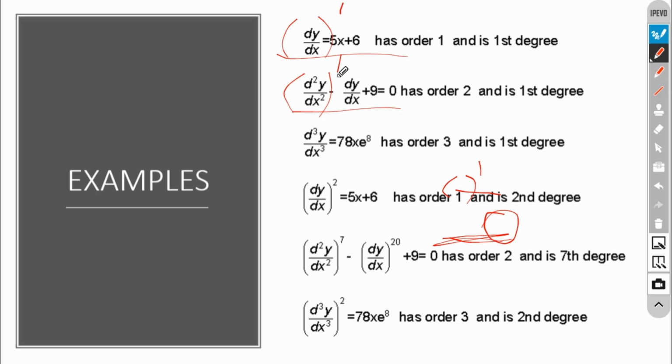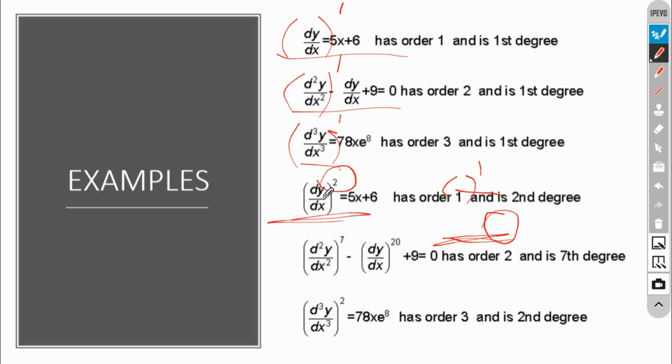And in the next example, the highest derivative is d cube y by dx cube. Since it is a third order derivative, and the exponent is 1, we can say that its degree is 1. In the next example, dy by dx is equal to 5x plus 6, this is a first order derivative, so the order is 1, and its exponent is 2, so its degree is 2.